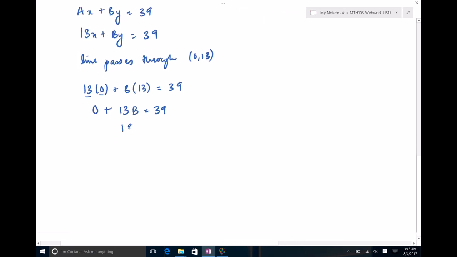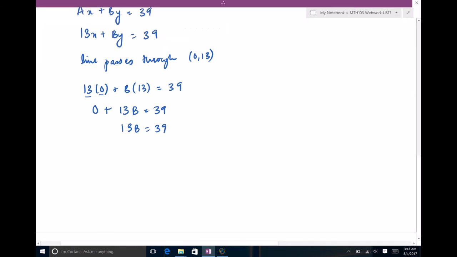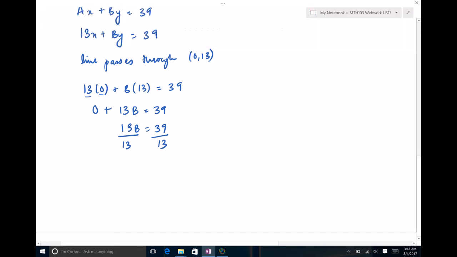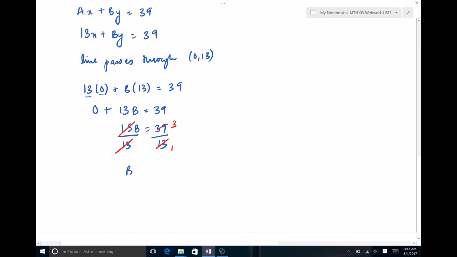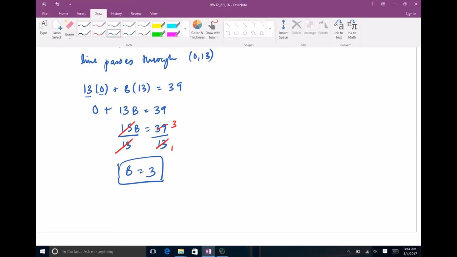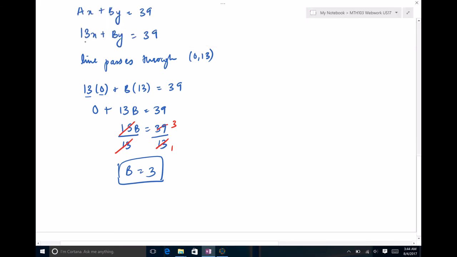13 times 0 is 0, plus b times 13 is 13b, equals 39. So I have 13b equals 39. And now to solve for b, I just divide both sides by 13. On the left hand side, this cancels, and on the right hand side, 39 divided by 13 is 3. So I have b equals 3. Okay, so this means I can rewrite the entire equation. I already knew what a was, so that's 13 times x plus b is 3, so 3 times y, equals 39. And those are the correct coefficients to the equation.